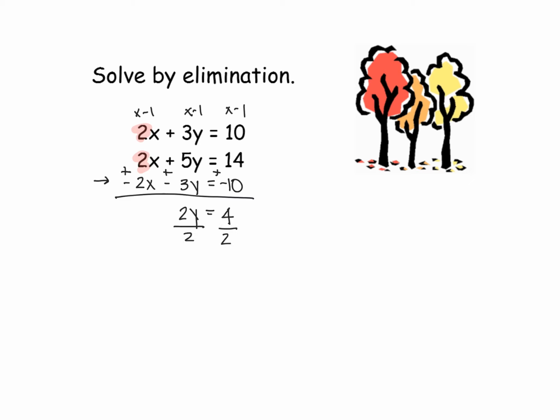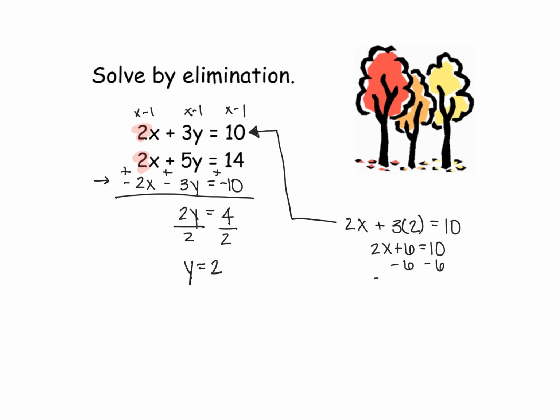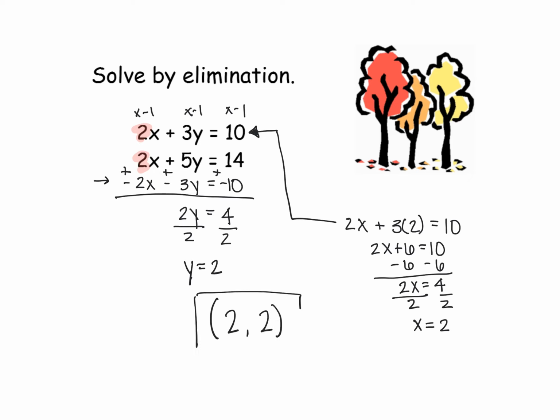Dividing both sides by 2, I get y equals 2. I'm going to choose one of my equations. I'm going to pick the top one, but if you chose the bottom, that's okay. And I'm going to plug that y back in. So I have 2x plus 3 times 2 equals 10. So 2x plus 6 equals 10. I subtract 6 from both sides. I get 2x equals 4. And when I divide by 2, I get that x equals 2. So the solution to this system of equations is 2, 2.